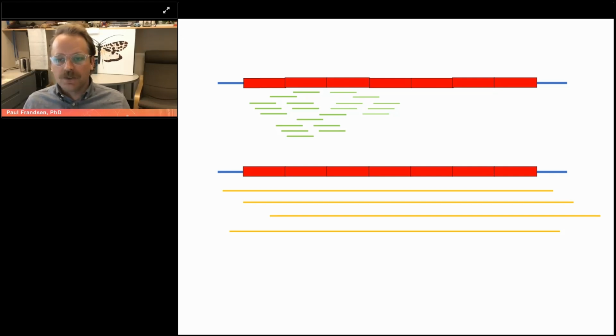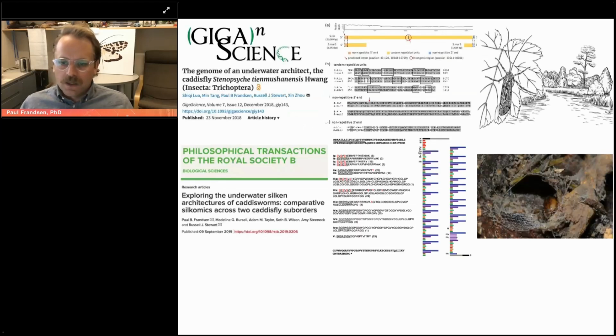And so with these, you're able to reconstruct the entire gene region. And this is really important for caddisflies, we think. And so we published a couple of papers with the first full-length heavy fibroin sequences. First in this caddisfly Stenopsyche tianmushinensis, and then in this caddisfly Parapsyche elsis. And we were able to sequence through for the first time the entire repetitive region.